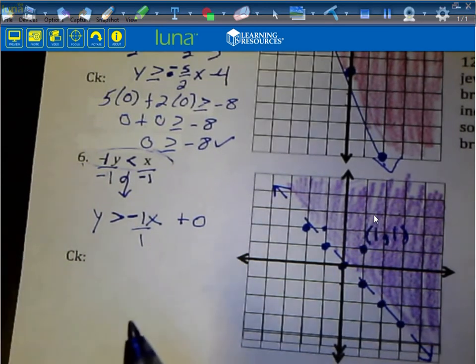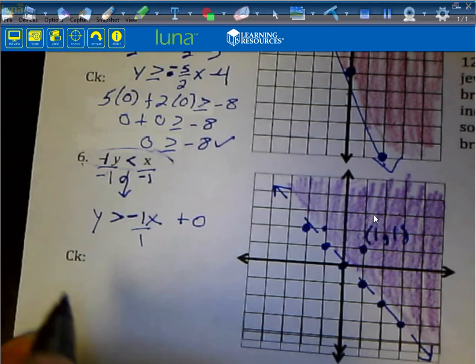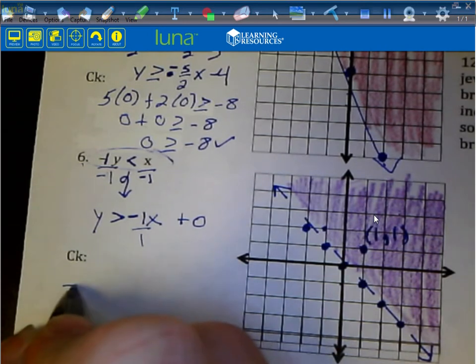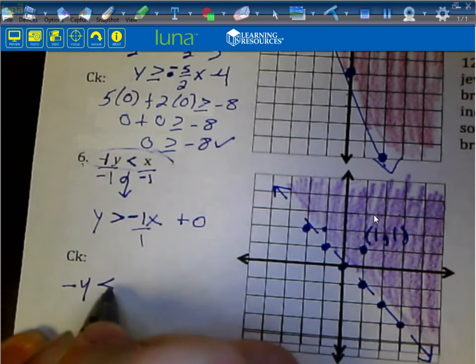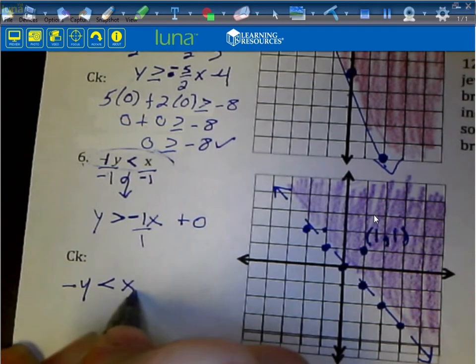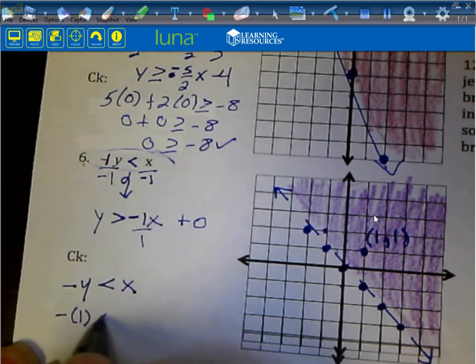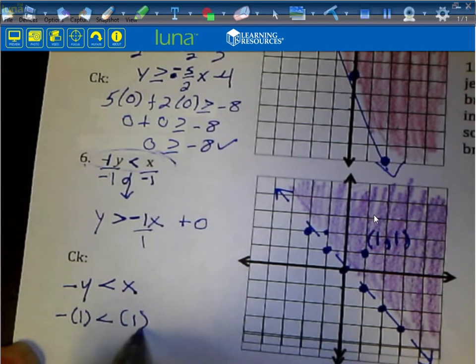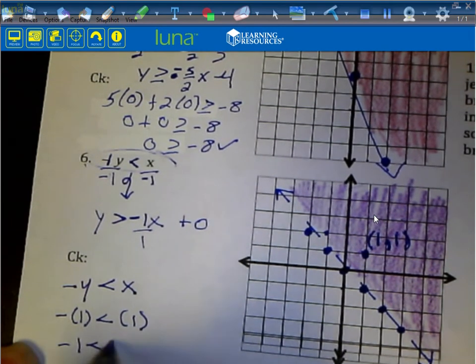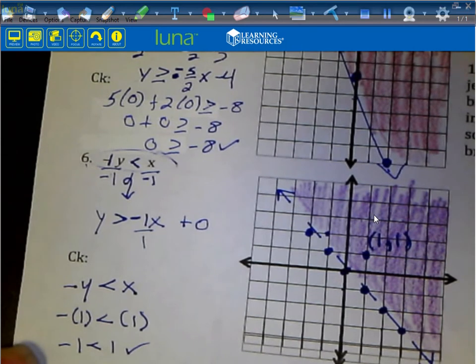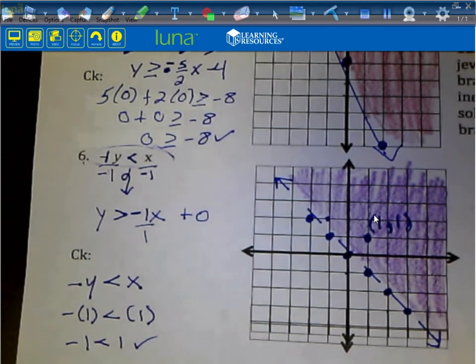I'm going to say negative y is less than x, and for y I'm putting in my 1. Negative 1 is less than 1, and that checks out. So make sure you have the work and the check written down before you move on.